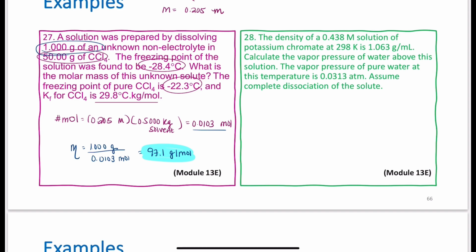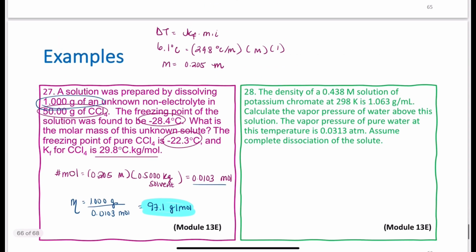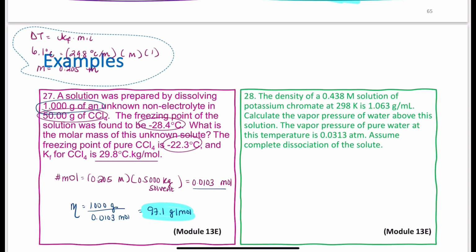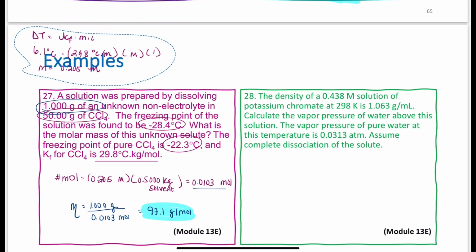Okay. I'm not told much. I mean, I'm told some. Like, I have a density of solution, I have a molarity of solution. Trying to get to vapor pressure. And I have vapor pressure of pure water at this temperature. Okay. I'm going to move this over. I'm going to assume 1,000 mL of solution.